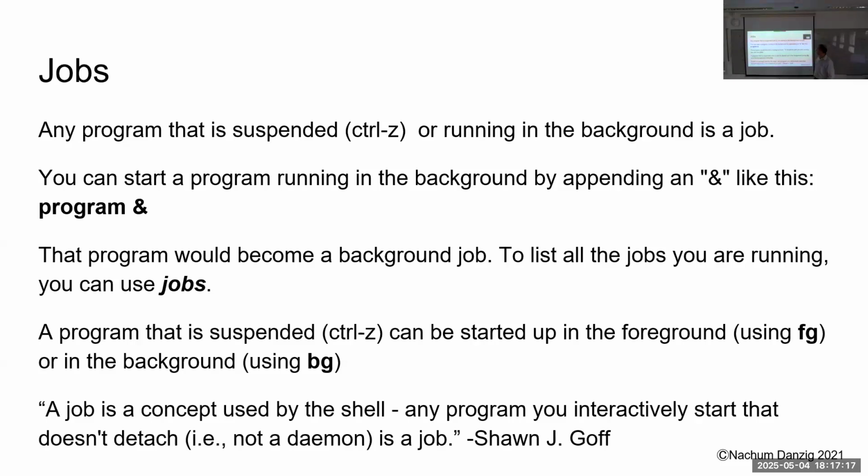To list the jobs you are running, you can type the word jobs. And it'll print you the names of all the jobs in their order. The jobs are actually stored as a stack. So if you have several things that you froze, or you put many jobs into the background, the last one you froze will be the first one that comes back when you do FG. It's a stack. A program that is suspended with Control Z can be started again using FG or BG, like we saw.